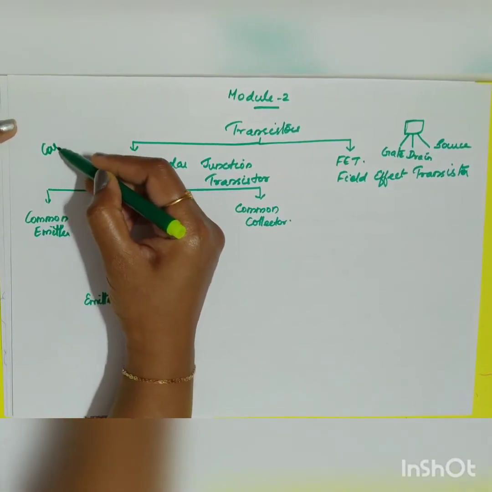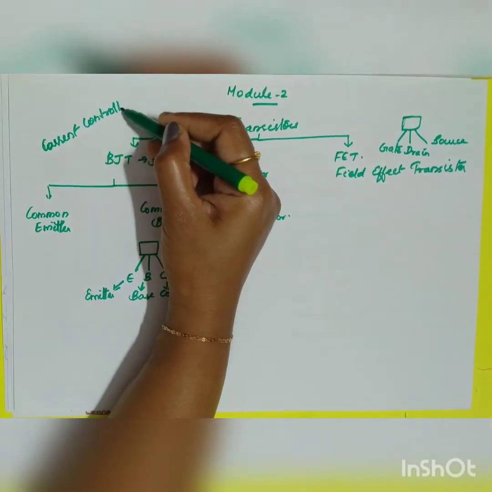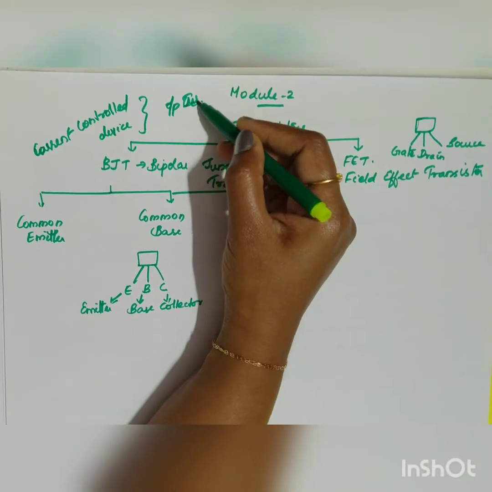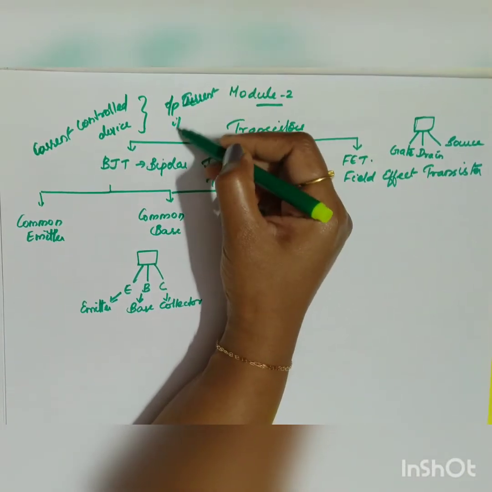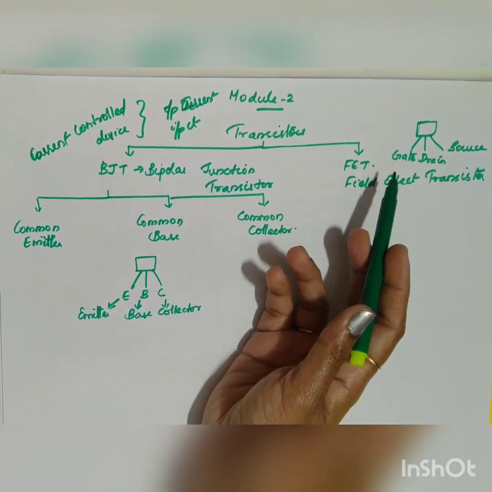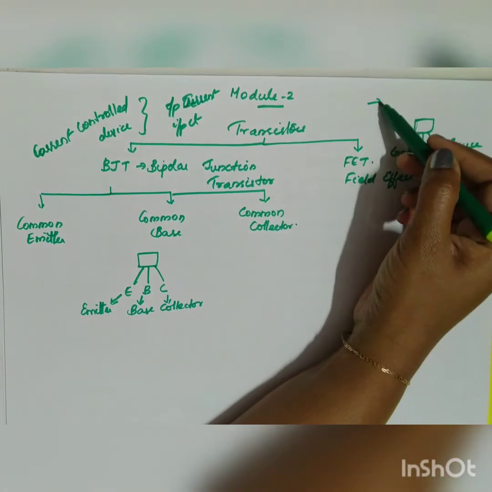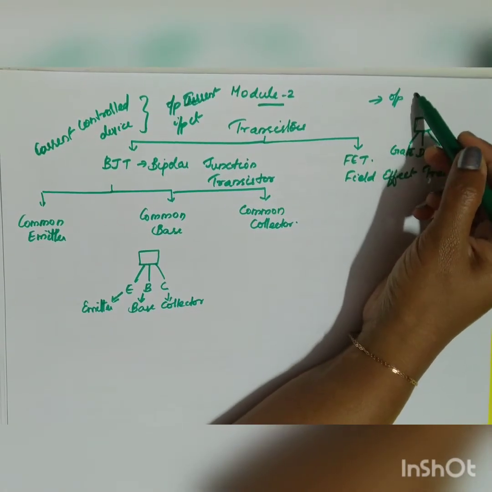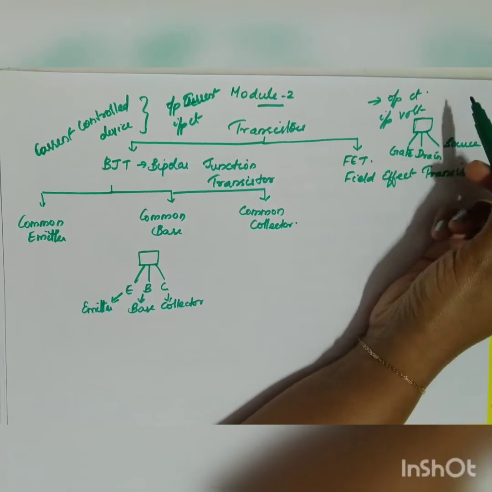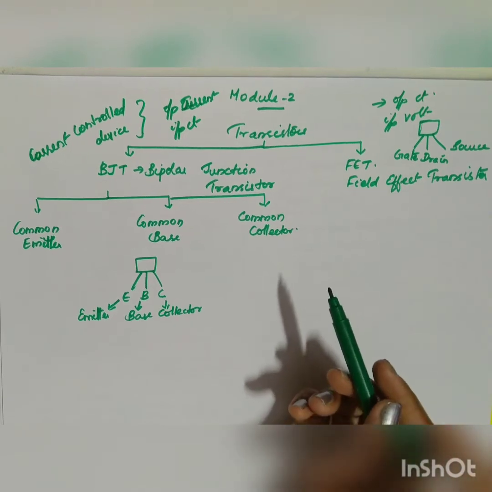So this is a current controlled device. Why is it called a current controlled device? Because the output current is controlled by the input current. That's why it is called your current control device, whereas your FET is called your voltage control device because the output current is controlled by the input voltage. This is one of the main differences between your BJT and your FET.